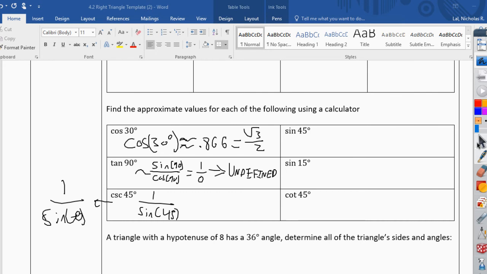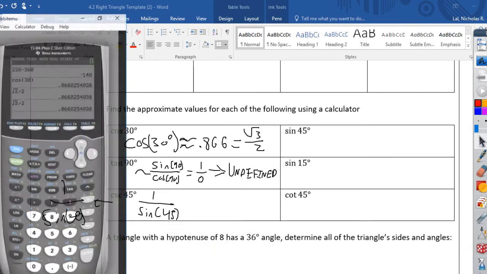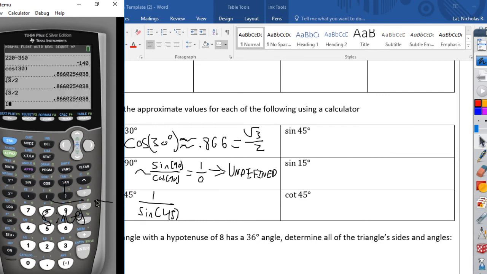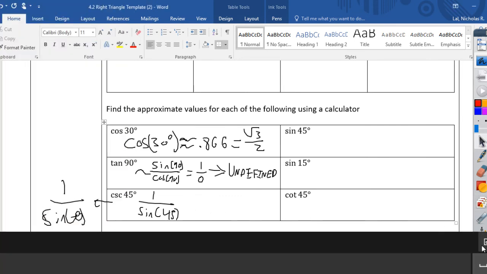All right, I'm going to try one divided by the sine of 45 degrees. All right, so that should be equal to about 1.41.